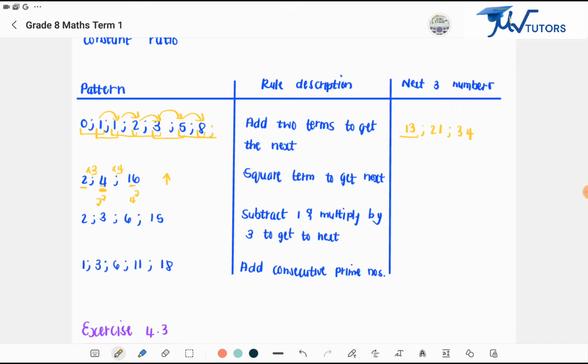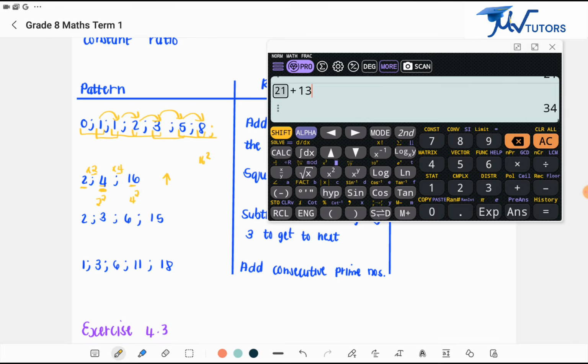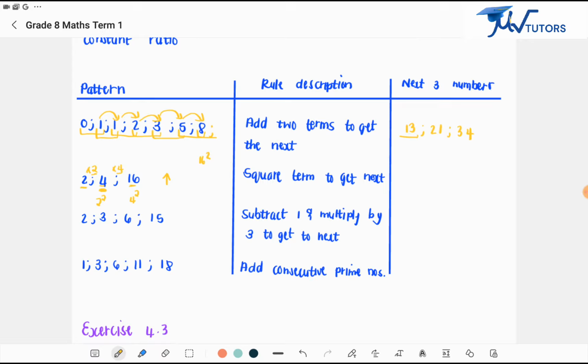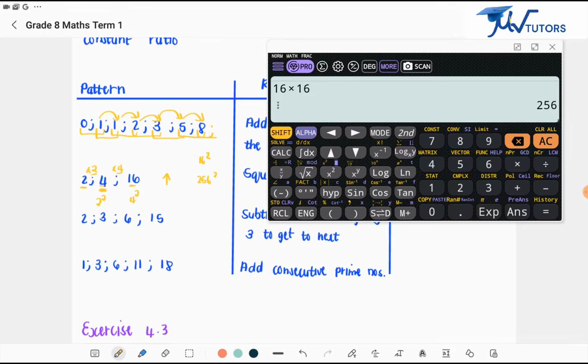So now, what are the next three numbers? I'm going to say 16 squared. Okay, what will that give me? 16 times 16. That's 16 squared. Remember, squares, cubes, and all. So it's 256. Now I'm going to say 256 squared.